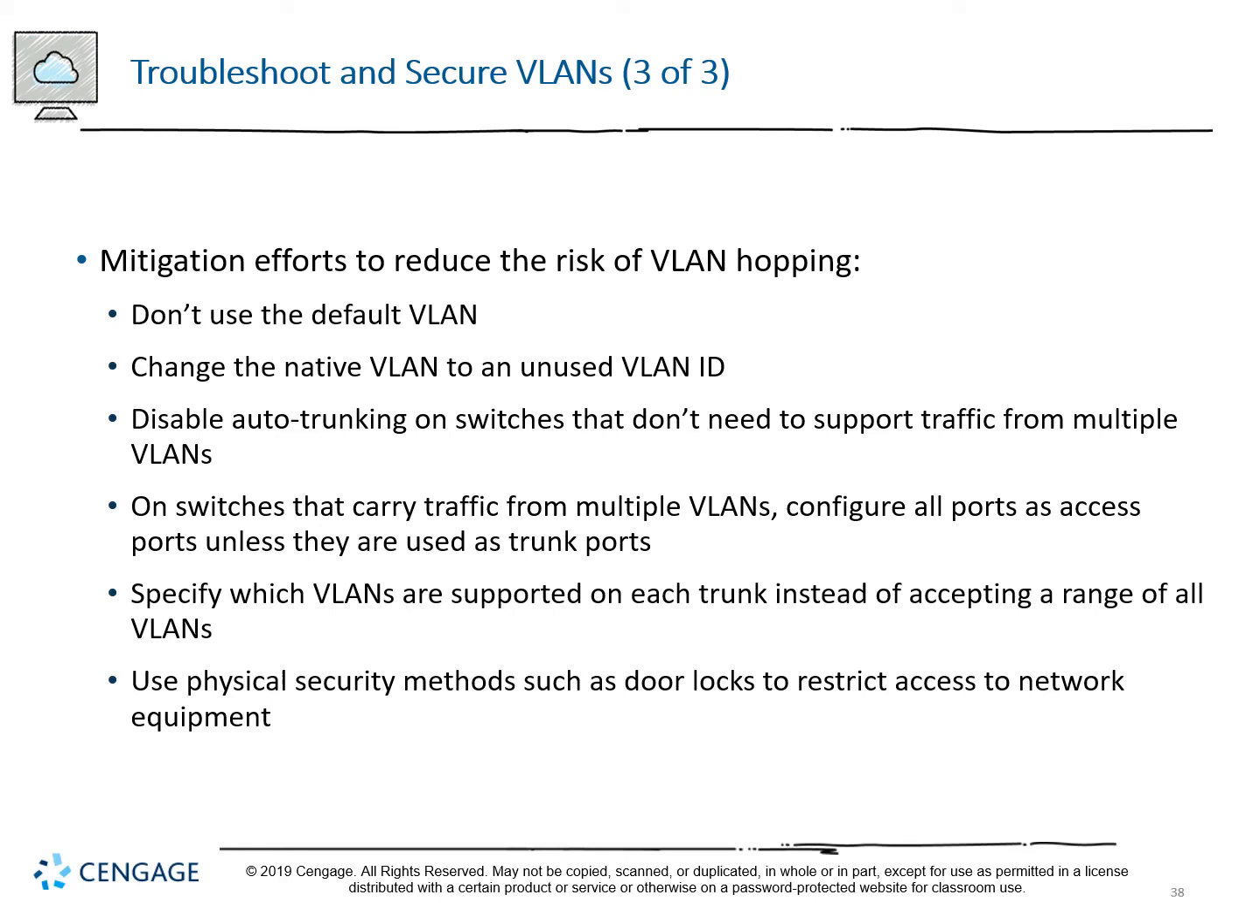On switches that carry traffic from multiple VLANs, make sure that all ports are set as access ports or are directly disabled unless they're used as trunk ports. Some people are a little bit paranoid, like myself, and will set ports to access mode before shutting them down, just to be sure. Specify which VLANs are supported on each trunk instead of accepting a range of all VLANs. This is a common rookie mistake. You don't want to have a non-specified VLAN range. I would rather have a VLAN not be working and have to troubleshoot it and make sure that I have assigned it manually than to have all VLAN traffic coming through. That's how that false router thing can come in, that second method we talked about for hopping.